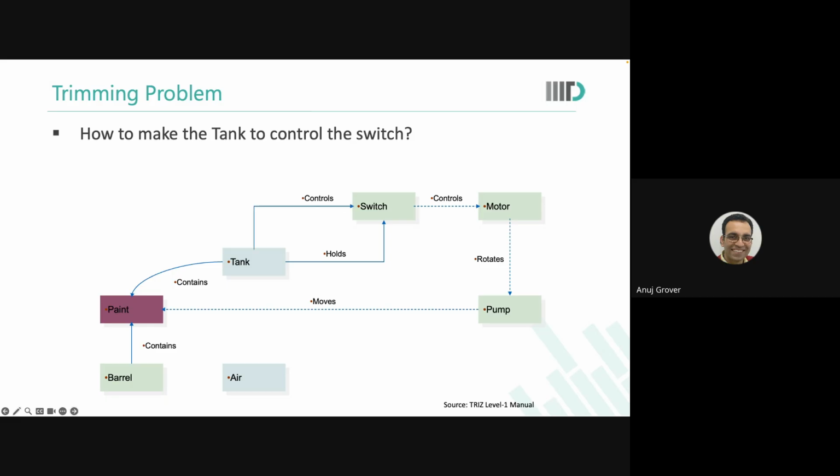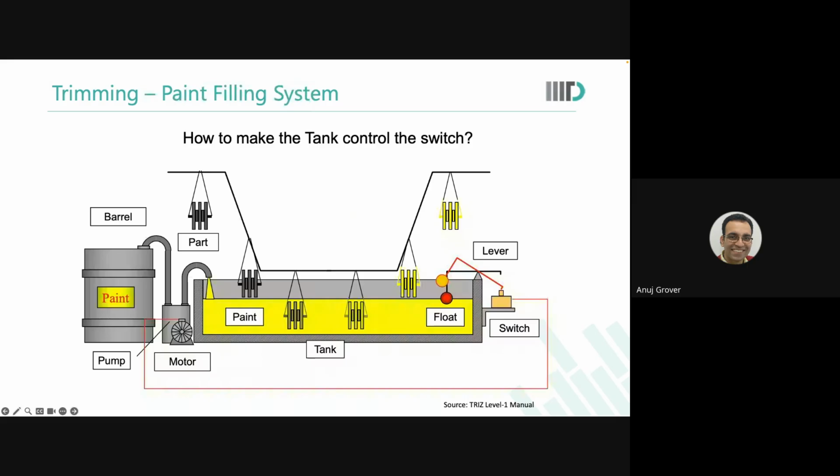See, what we are agreeing to say is that the tank will control the switch. How will the tank control the switch is the problem. What have we done? We have trimmed the float, we have trimmed the lever, and we somehow want to control the switch now. How will the tank control the switch? There are ideas, yes.